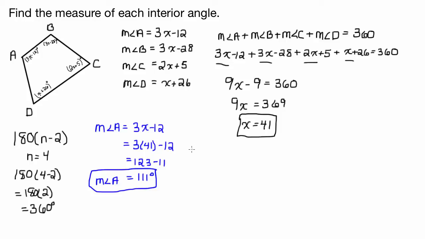Now let's move on to B. The measure of angle B is 3x minus 28. Again we know x is 41, so we're just going to plug it in. That's going to be 3 times 41 minus 28, which is 123 minus 28, which is going to equal 95 degrees.